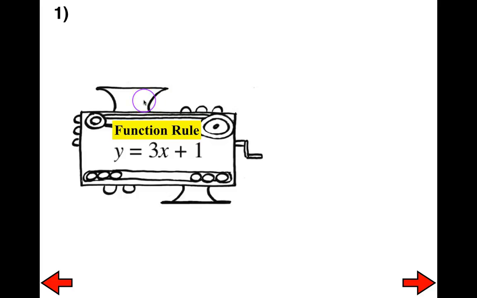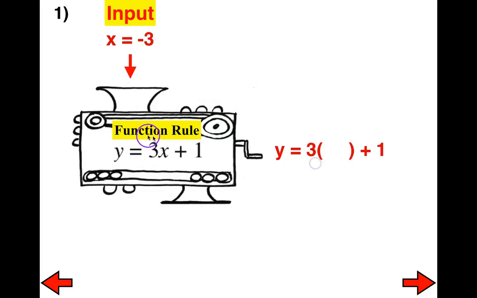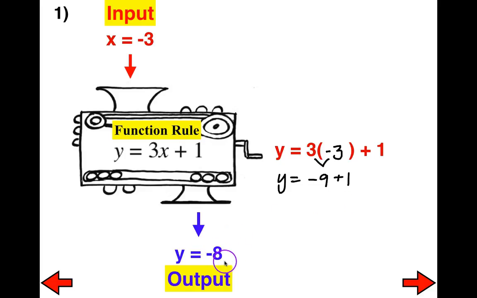Okay, so here is another function rule. This function machine is going to take your input, multiply by 3, and then add 1. So if I have an input of, let's say, x equals -3, this input is going to go inside the machine. It's going to use the function rule. So in other words, you're going to be plugging in a -3 for x, and you're going to get an output. y is going to equal 3 times -3, which is -9, plus 1, which is going to give you -8. So this is what our output would be.